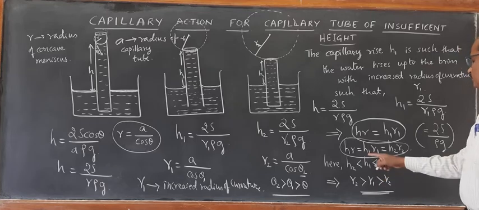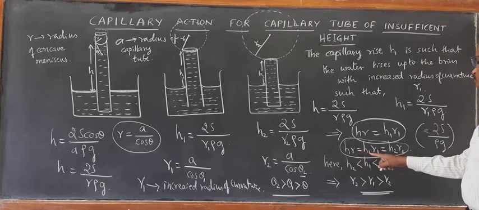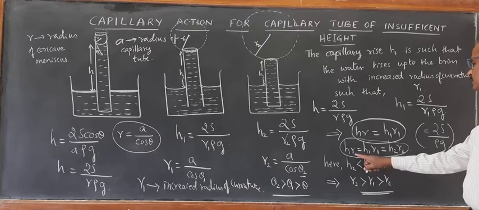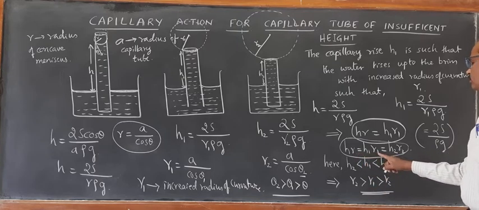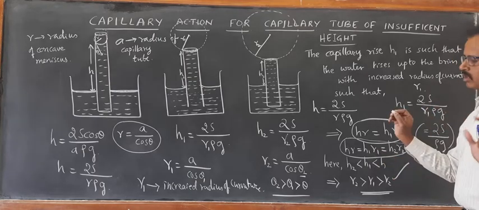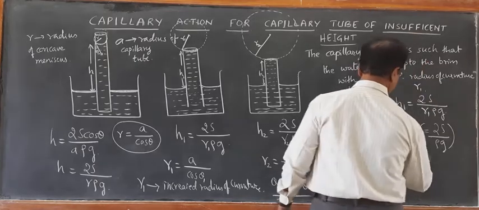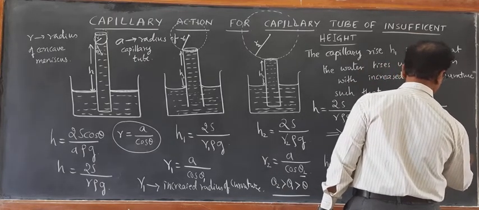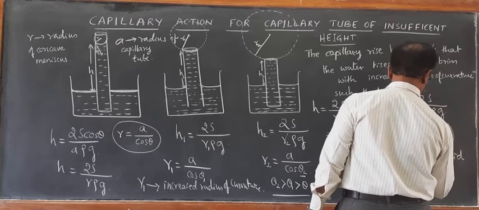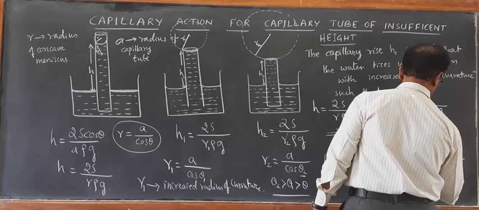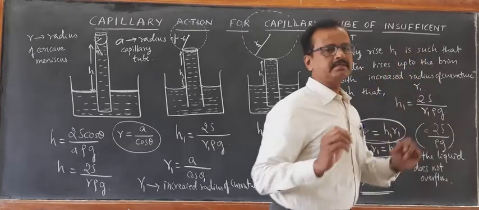So if the height is decreased to H1 and still further H2, then radius of curvature obviously increases from R to R1, R1 to R2. That's how we conclude. Therefore, the liquid like water does not overflow. It will come up to the brim and then stops.